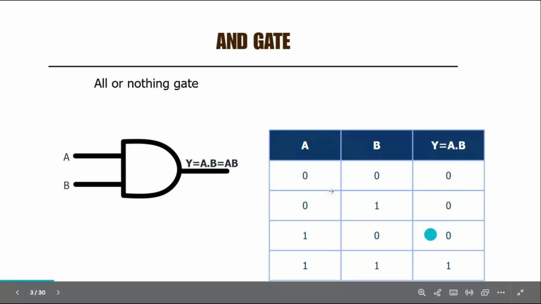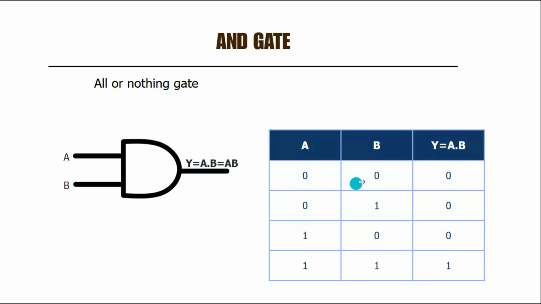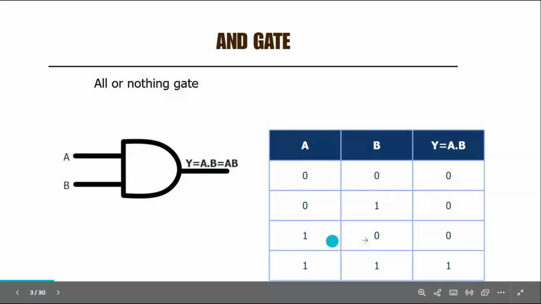Here from the truth table, when A and B both are 0, output Y equal to 0. When the input combination is 0, 1, output is again 0. Again here when inputs are 1, 0, the output is 0. And finally when both the inputs are 1 or high, the output is a 1.